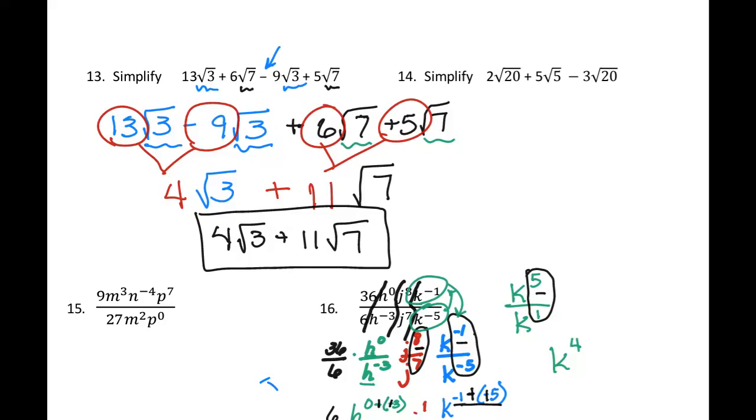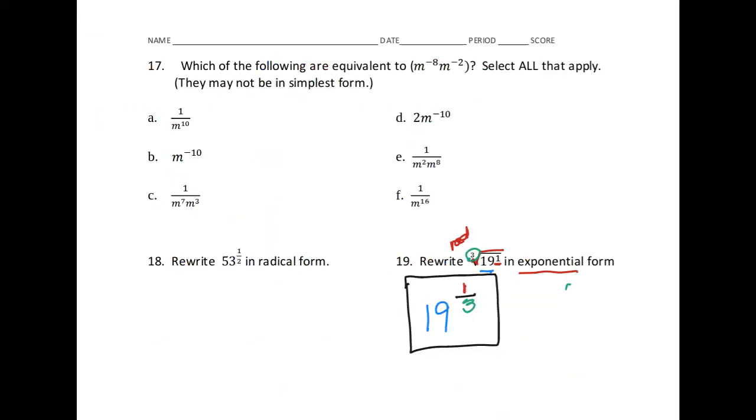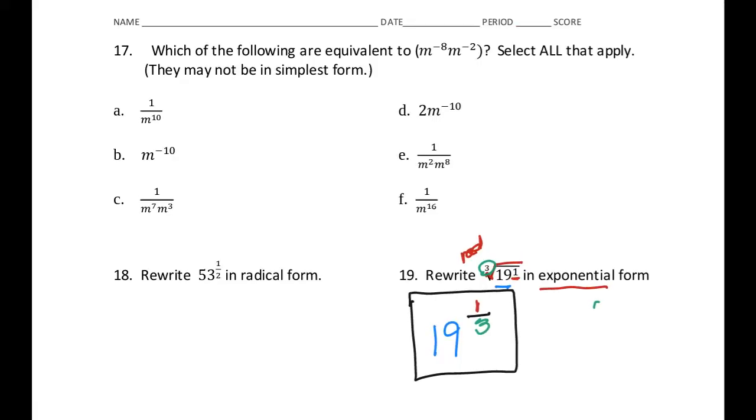Okay? Can we go to 17 really quickly before I forget? I think 17, and probably the last question, because we're not as familiar with that, are maybe some of the most difficult. Number 17 says, which of the following are equivalent to m to the negative 8th times m to the negative 2nd. Select all. You're going to have more than one answer here.